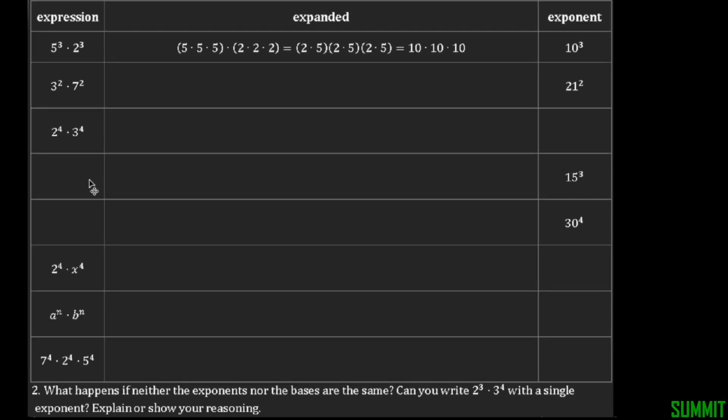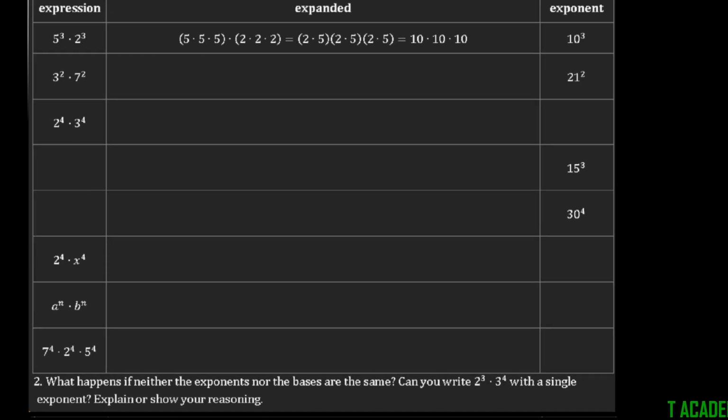So what we're going to say is this: we have our expression on the left side, we have our expanded form in the middle, and we have our exponent form on the right. Similar to what we just saw, we did 5 to the third power times 2 to the third power. They expanded it out. They rewrote it to group it together, so that it's 2 times 5 in each of those groups, and each of those groups is equal to 10. And since we have 3 of those groups, we have 10 to the third power.